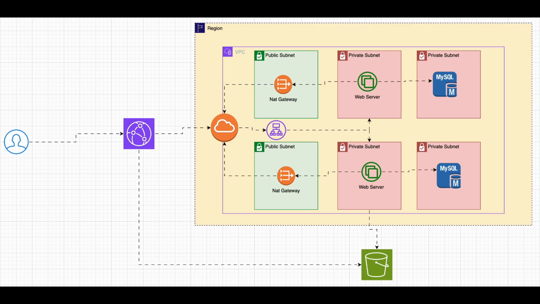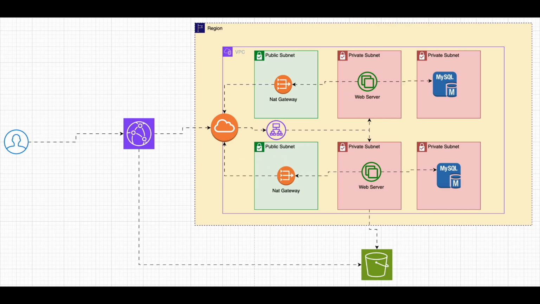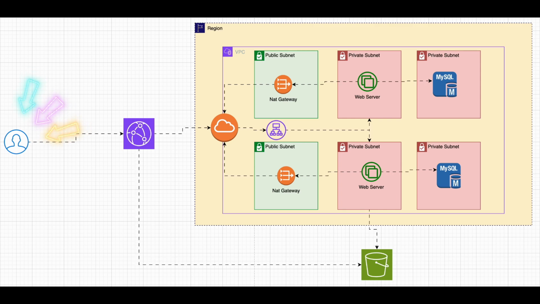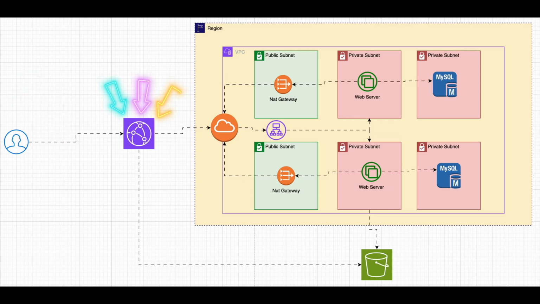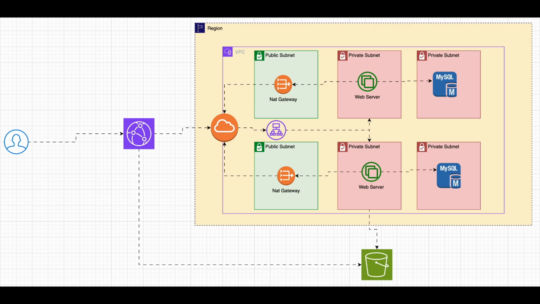The VPC is like a private area you set up within the AWS space. It is a secure place for all your website stuff. On the far left, you see people using their computers to access the website. The first thing they hit is CloudFront, which is like a super fast delivery service for your website. It brings the website closer to users, making it load faster.